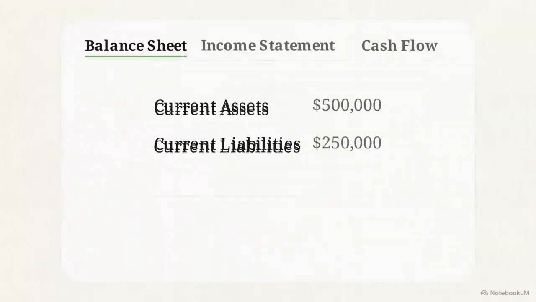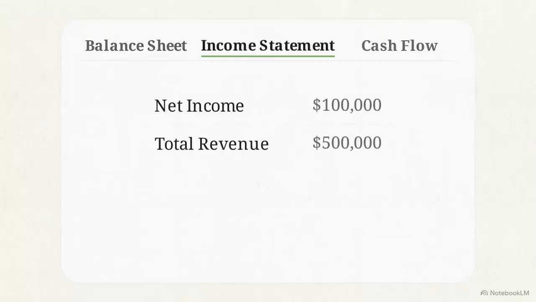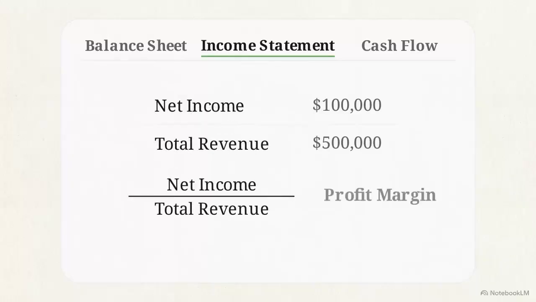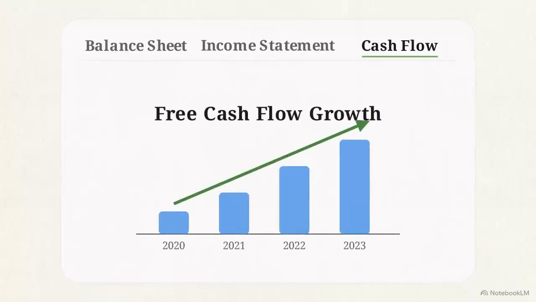Start on the balance sheet. Divide current assets by current liabilities for your current ratio. Above 1.0 covers short-term debts. On the income statement, net income divided by total revenue is profit margin. Look for 10%. Finally, verify free cash flow grows yearly.